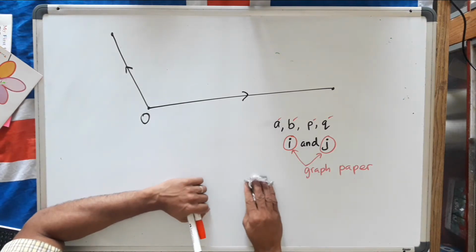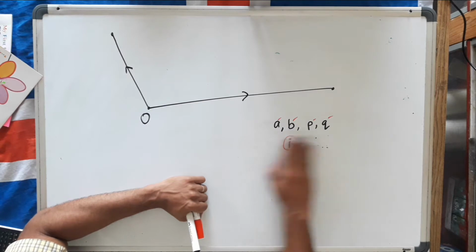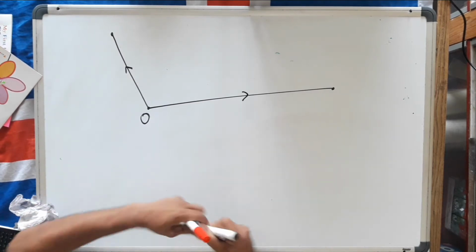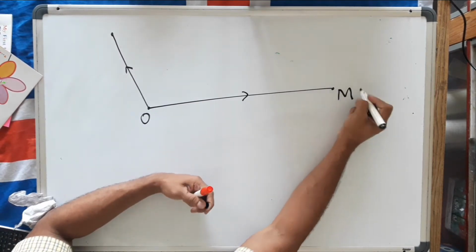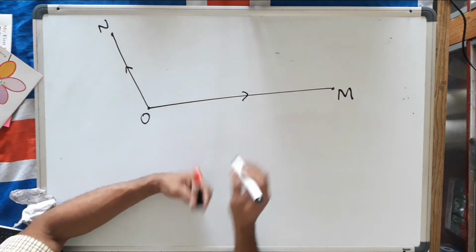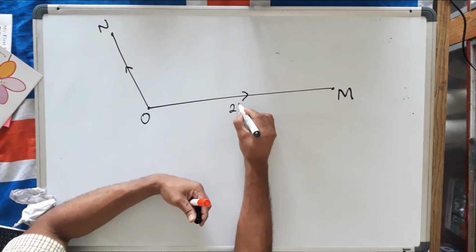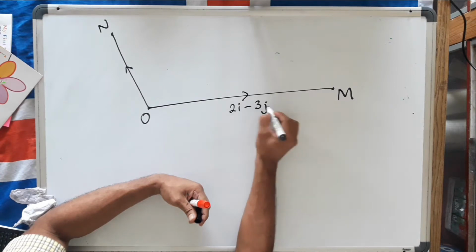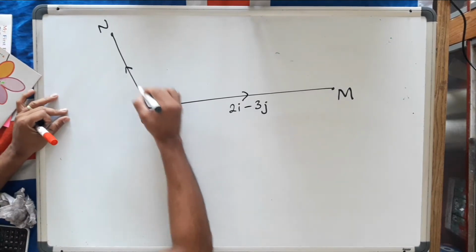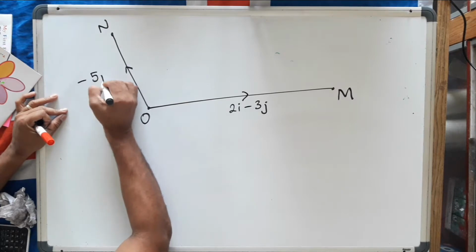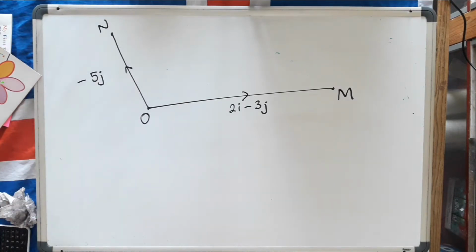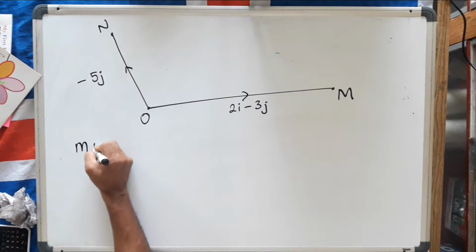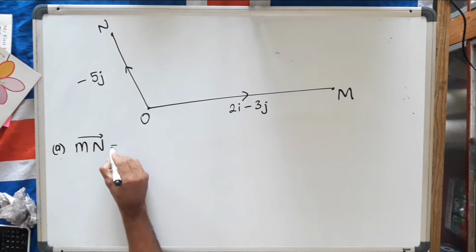So let's try some questions with I and J in it. Let's say we have two vectors, OM and ON. The value of OM is 2I minus 3J, special letters. And the value of ON is minus 5J. Great. So let's say they ask you to find the vector MN. That's the first question. They want you to find that vector, so let's go ahead and find it.